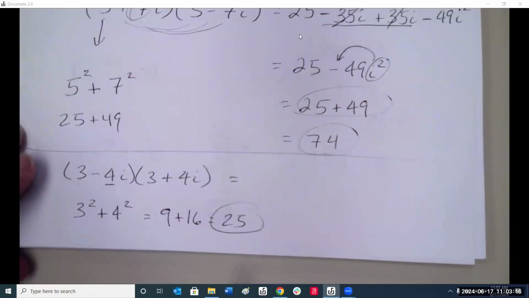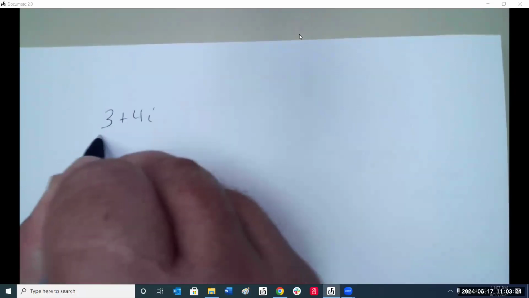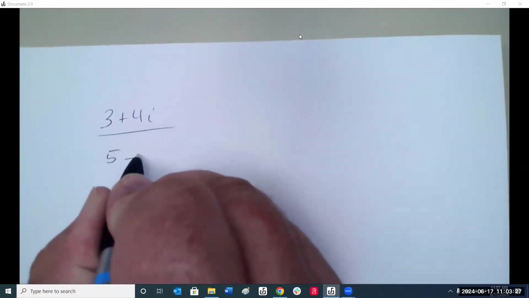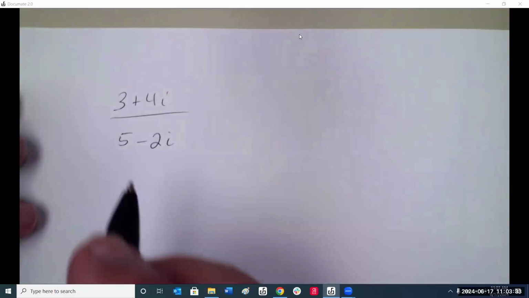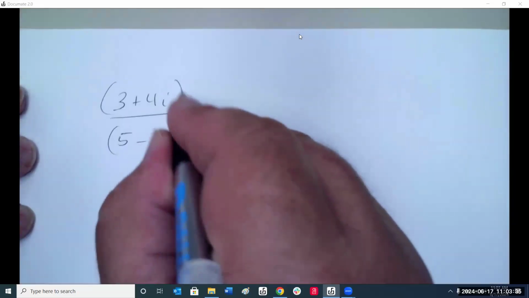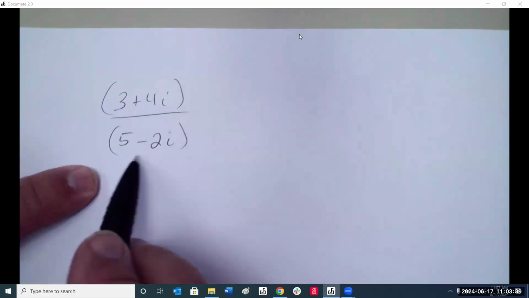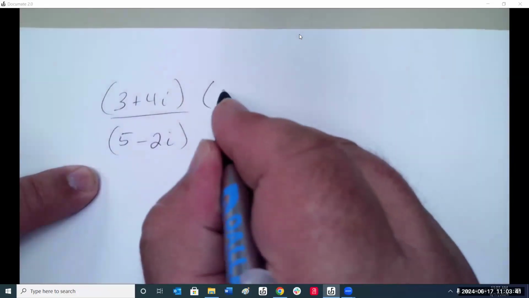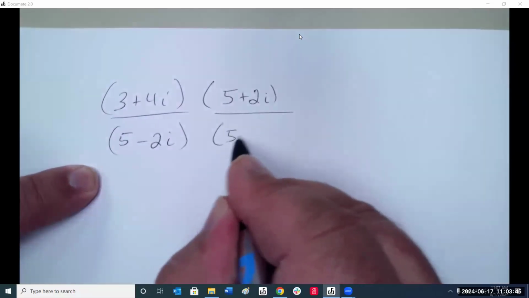Why do we need conjugates? Because we cannot divide by I. You cannot divide by I. So to get rid of the I on the bottom, we multiply by its conjugate. So top and bottom by the conjugate of the denominator.